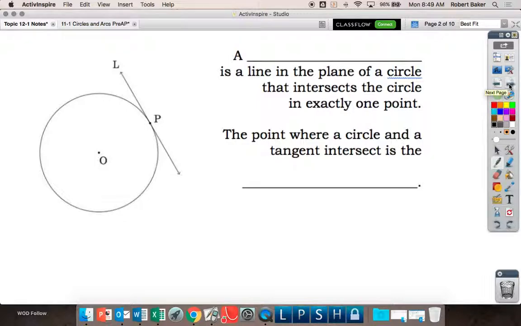A blank line is a line in the plane of a circle that intersects the circle at exactly one point. A tangent line. So a tangent line is a line that intersects a circle at exactly one point. The point P, or the point where the circle and the tangent line intersect, is the radius. So this point right here, that is always going to be the radius.